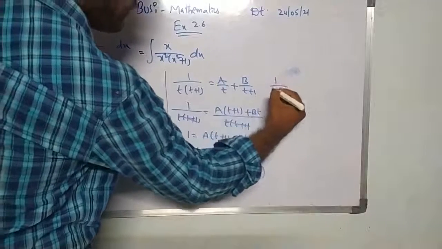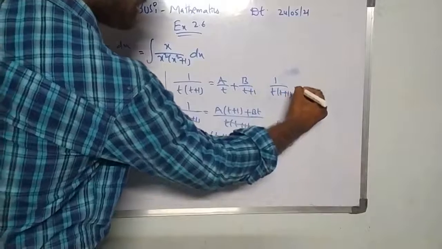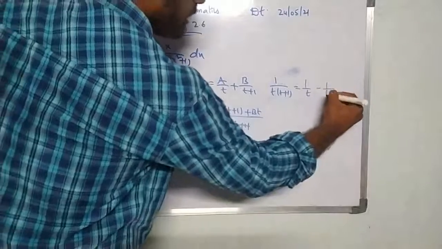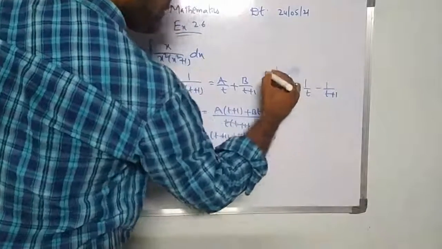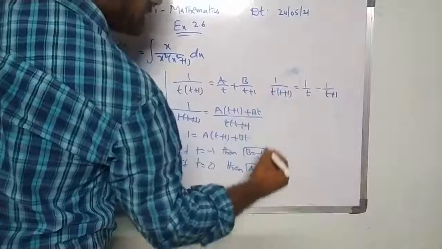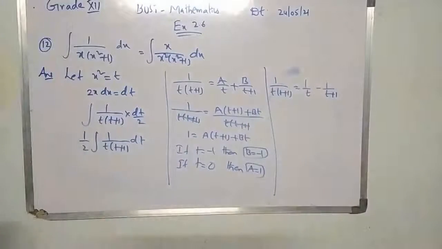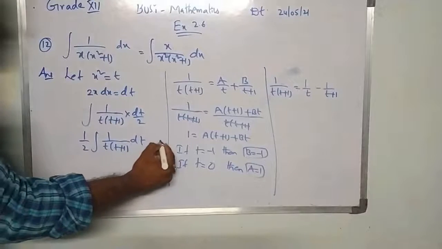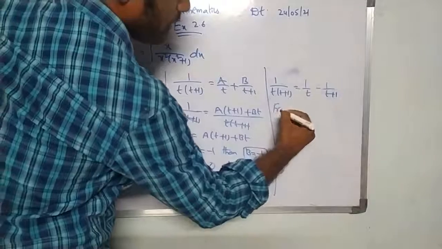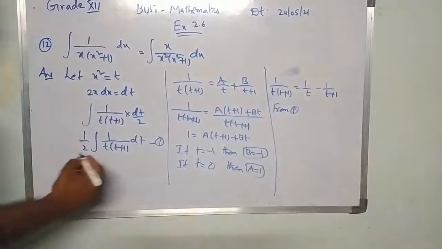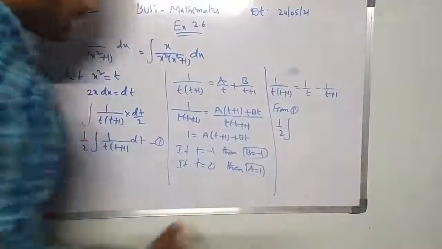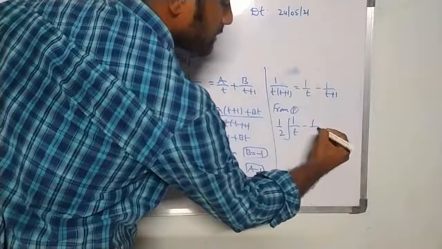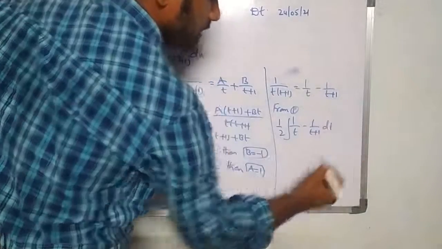In place of 1 by t into t plus 1, I can replace it with 1 by t minus 1 by t plus 1. We can mark this as first. So from 1, what can I replace now? 1 by 2 integral, in place of 1 by t into t plus 1, I can write 1 by t minus 1 by t plus 1 dt.